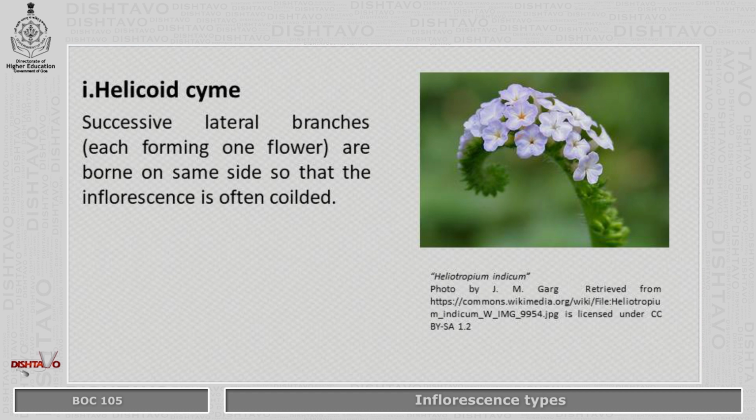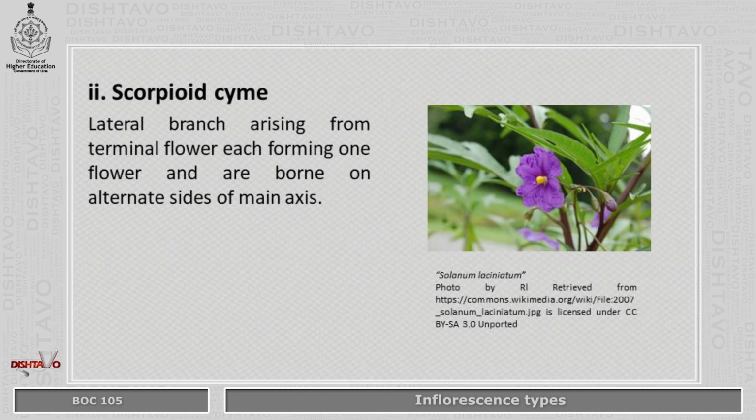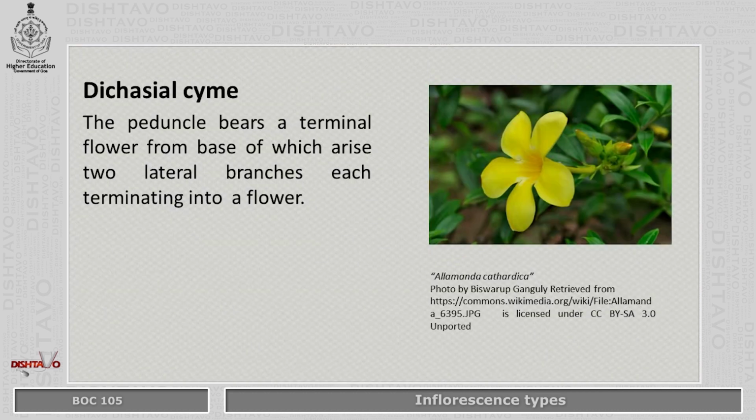Coming to the next type under monochasial cyme, the scorpioid cyme. In this, the lateral branches arise from the terminal flower, where each branch forms one flower and all the branches are borne on alternate sides of the main axis. This type of inflorescence is seen mostly in the genus Solanum, and I have cited one example of the same genus in the slide.